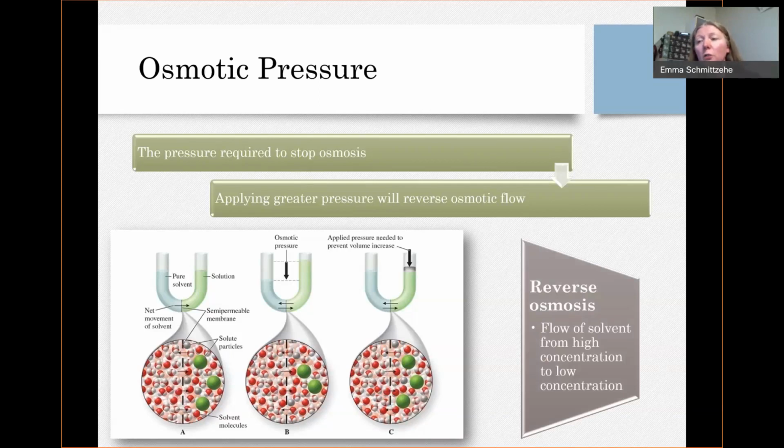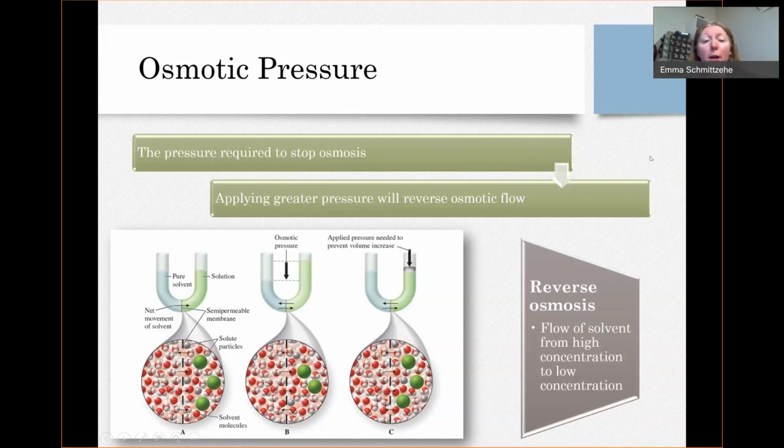Okay, so when the solvent is flowing from the high concentration now to the low, meaning the high concentration is going to increase even further and the low is going to go even lower, that's reverse osmosis. And that's something that does not happen on its own. It's something that you force, okay? But it can be forced.